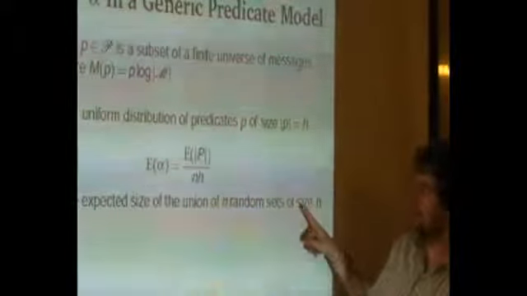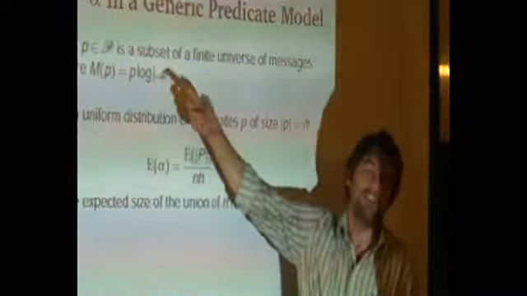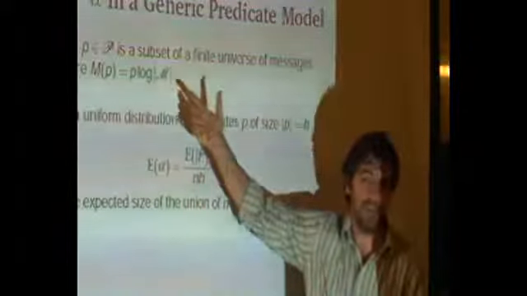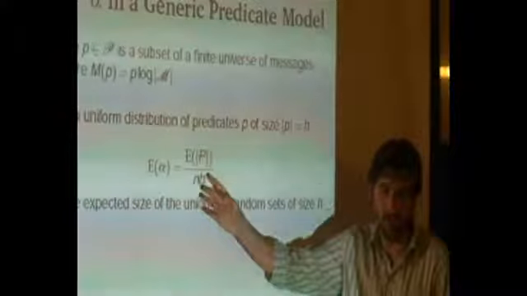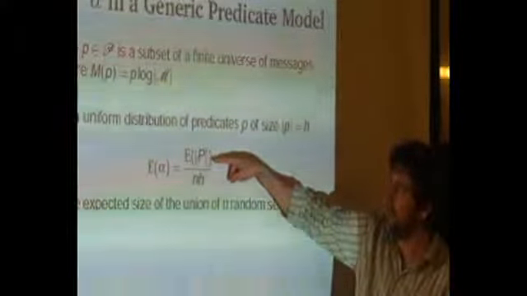Random sets of size n. They're predicates, so they're random sets. Let's assume that they are random sets of size n. Okay, that's nh. Okay, fine. What is the size of this?